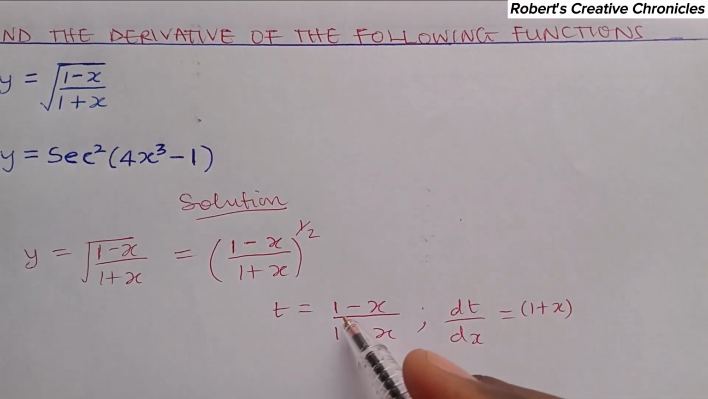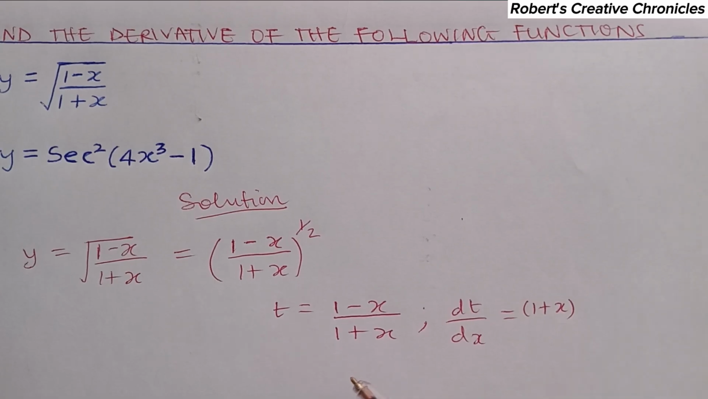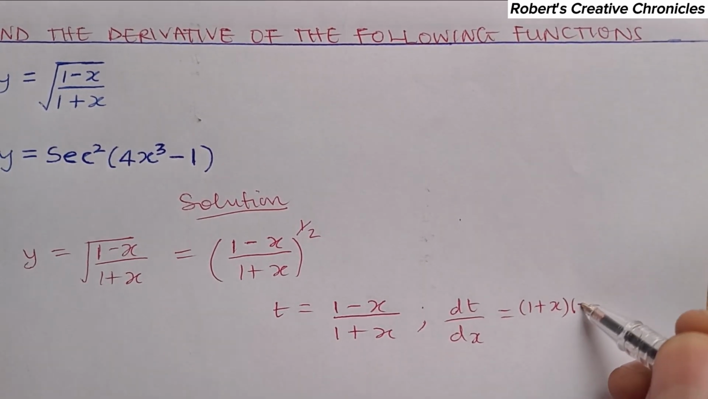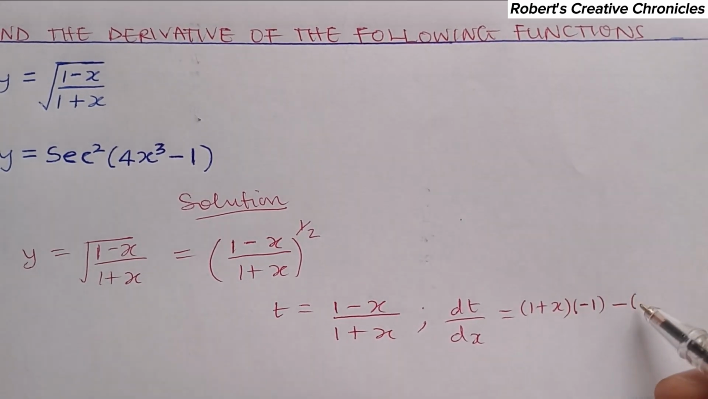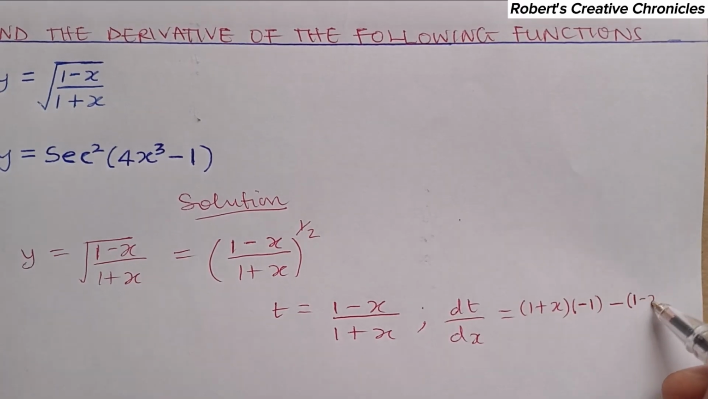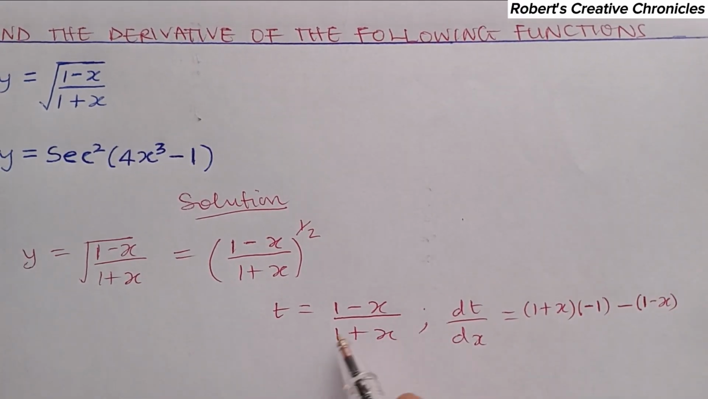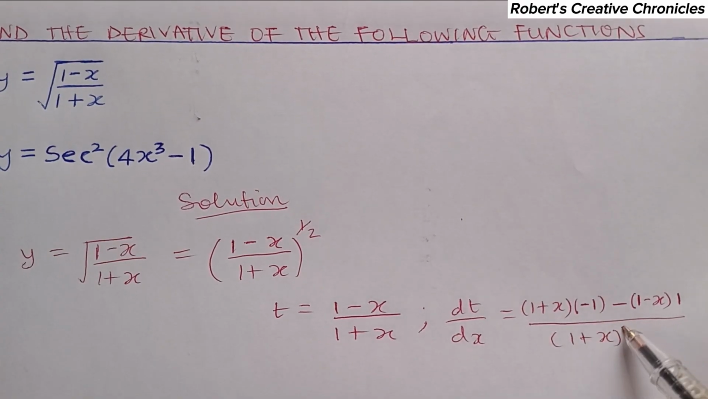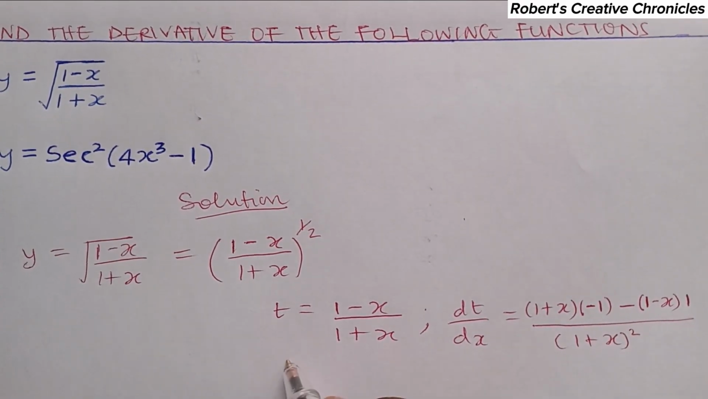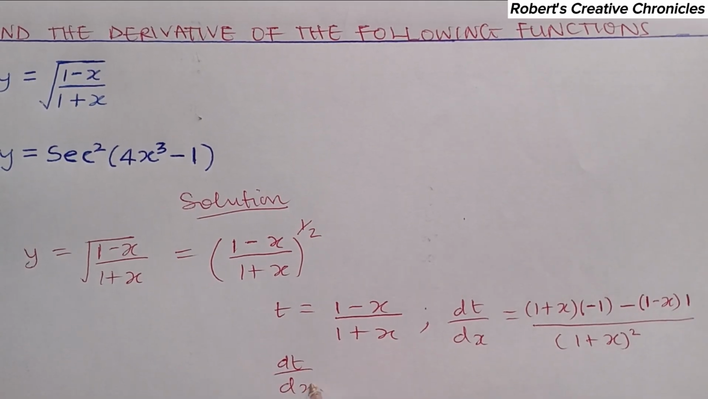The derivative of 1 minus x is what? It is minus 1. This is u, 1 minus x. Then the derivative of v is what? It is 1, over what? v squared. So the dt over dx is what?